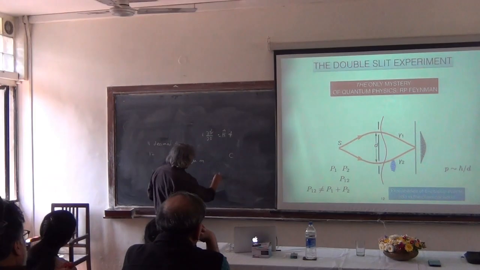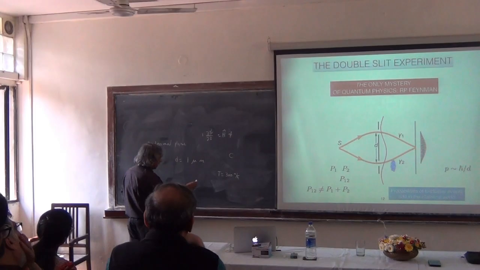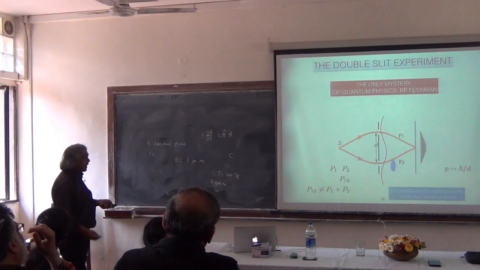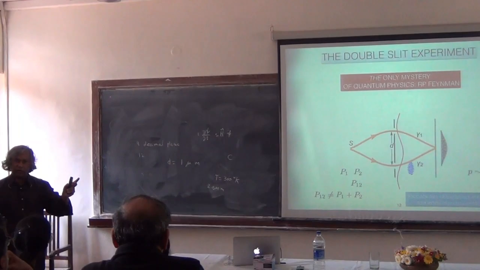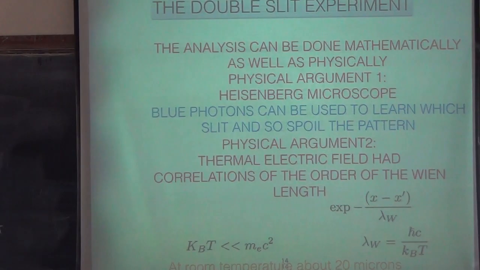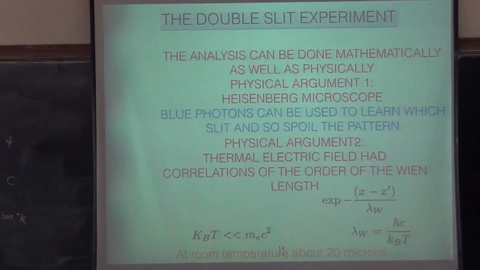So what does that mean for us in the lab? Normally we do experiments with electron interference, and the separation between the slits is about 1 micrometer. Now, the laboratory temperature, T, is about 300 degrees Kelvin, and that corresponds to a wavelength, that's the maximum of the electromagnetic spectrum, which is around 20 microns. So what this argument says is that if I keep increasing the separation between the slits, when it gets to about 20 microns, you lose the interference pattern. That's a very clear prediction from this theory.